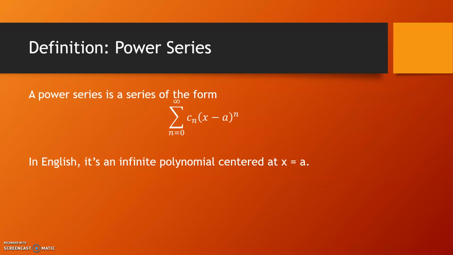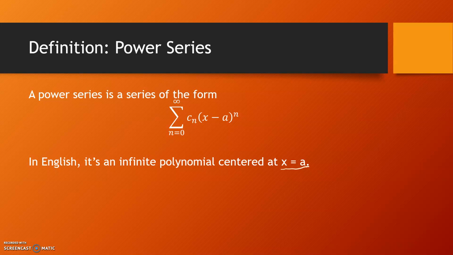A power series is going to be an infinite series, but instead of just having numbers in it, a power series has a variable in it. So we're going to have a coefficient, c sub n. It would be a different coefficient for every value of n, or maybe the same one, but c sub n could be different for every value of n. And then we're going to have our variable, x minus a, because we're going to be centered at a, and then to the nth power. So really, in English, this is an infinite polynomial that is centered at x equals a.